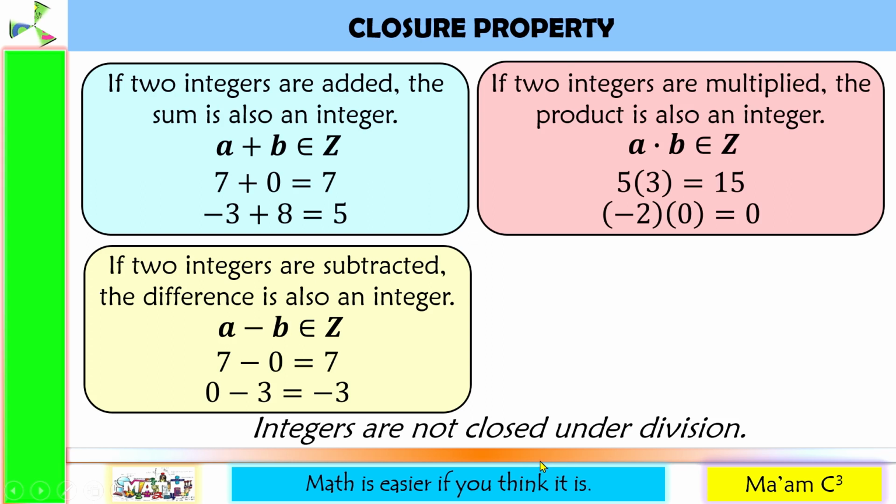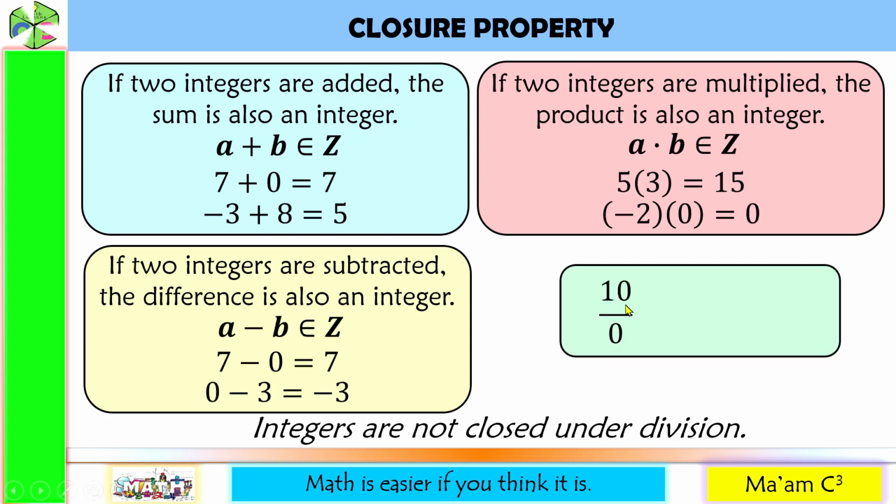Integers are not closed under division. Let me explain. 10 here is an integer, 0 is also an integer, but when we divide 10 by 0, the answer is undefined. That is why integers are not closed under division.